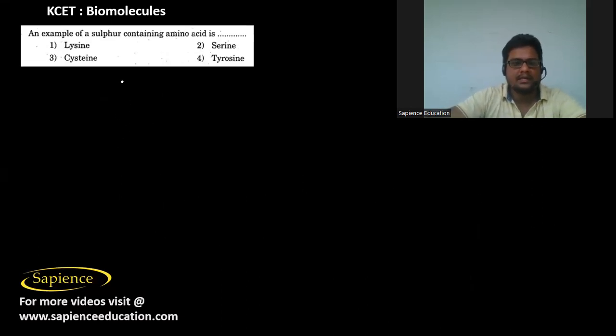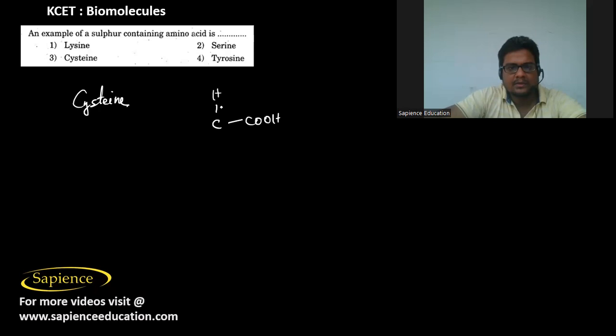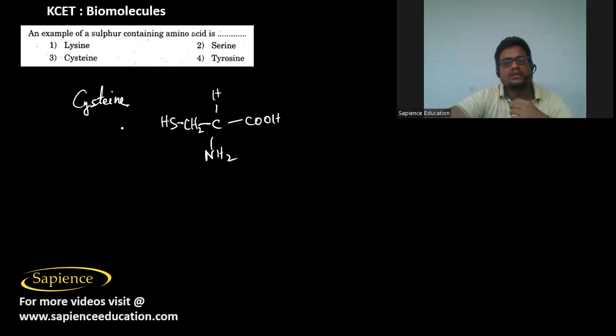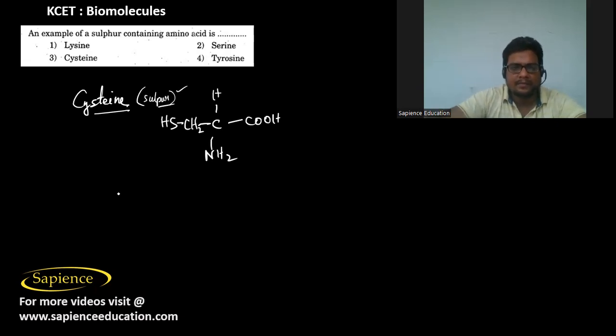And here it is told, an example of a sulfur containing amino acid is. So an example of a sulfur containing amino acid is cysteine. Since the structure of cysteine is like this, COOH, H, NH2, this CH2, SH. So it has got sulfur. Sulfur is there. So option 3 is the correct answer.